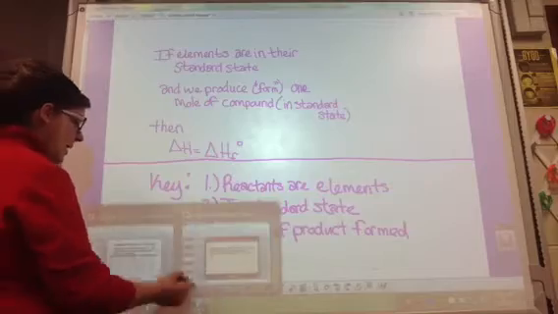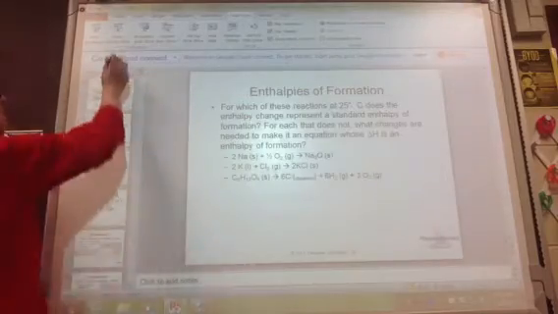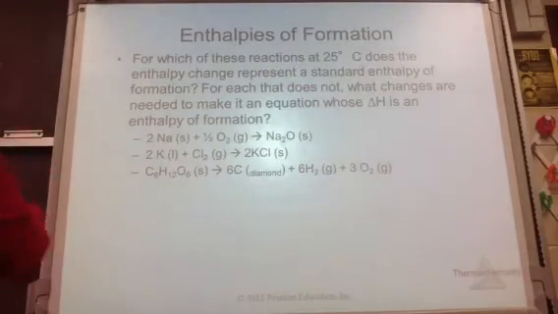So I want to use these 3 key pieces to determine if reactions are considered a standard enthalpy of formation reaction. So I want to go back to our PowerPoint slide, to the next one. This question asks, for which of these reactions at 25 degrees Celsius and let's say 1 atmosphere of pressure, does the enthalpy change represent a standard enthalpy of formation?